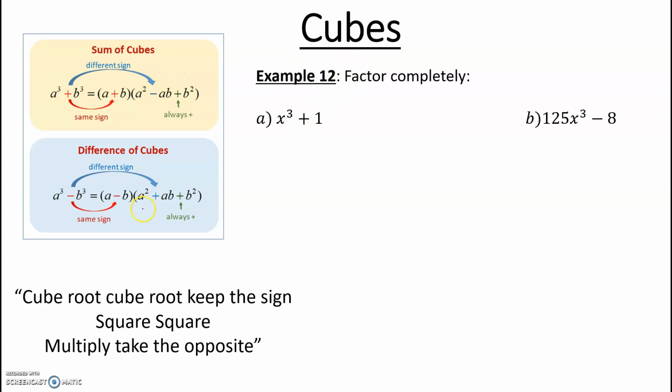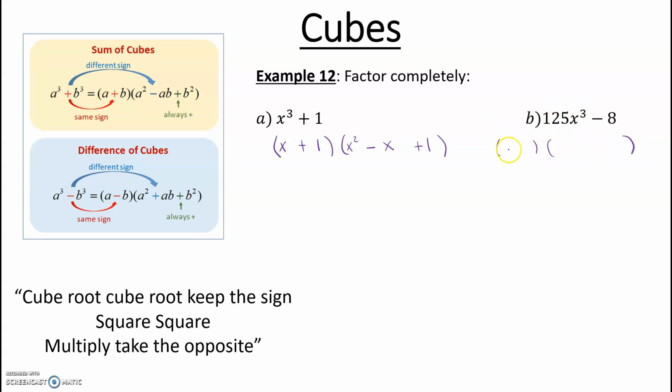Cubes. So there is a formula, but I have a little jingle. Cube root, keep the sign, square, square, multiply, take the opposite. So it actually is the formula. So let's use the jingle. You ready? Cube root, keep the sign. So that's the beginning. And then square, x squared. 1 times 1 square, positive 1. And then multiply, 1 times x is 1x, take the opposite. And it's factored. So let's try it on a little bit harder one.